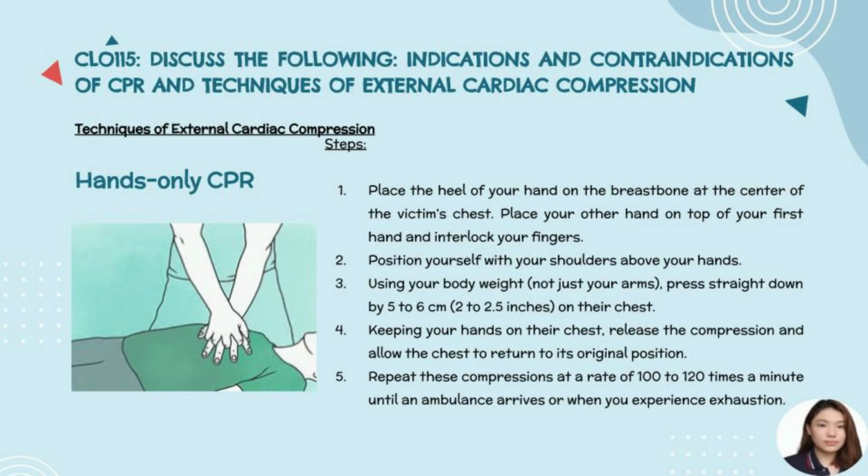Next, position yourself with your shoulders above your hands. Third, using your body weight, not just your arms though, press straight down by 5 to 6 centimeters, which is estimated to be 2 to 2.5 inches on the victim's chest. Keep your hands on the victim's chest and release the compression and allow the chest to return to its original position. And the last step is to repeat these compressions at a rate of 100 to 120 times a minute until an ambulance arrives or when you experience exhaustion.